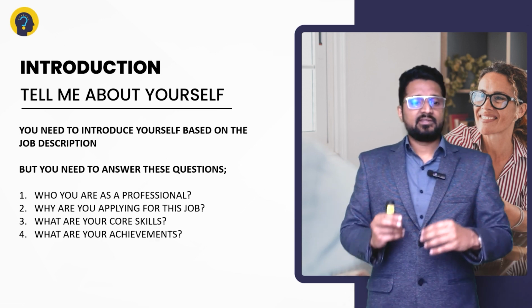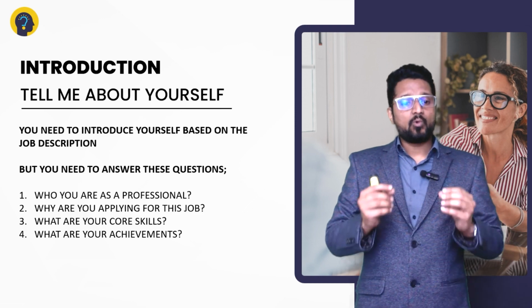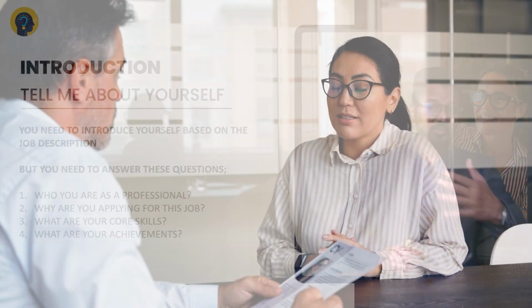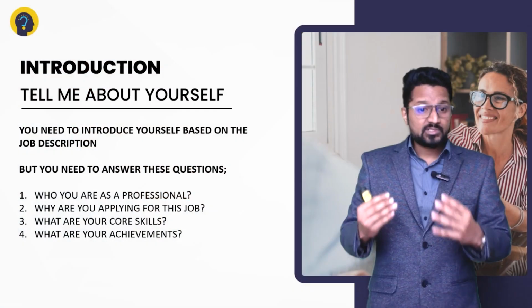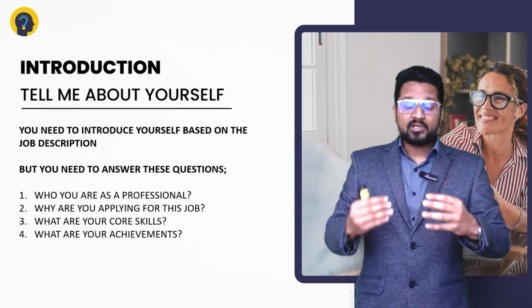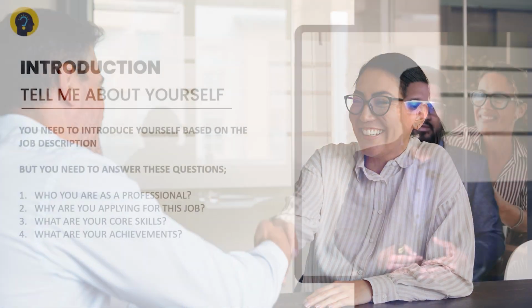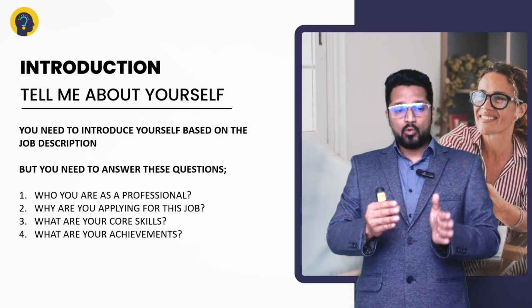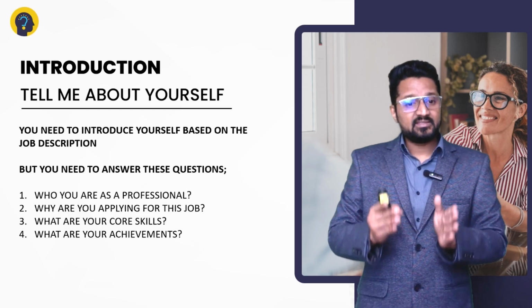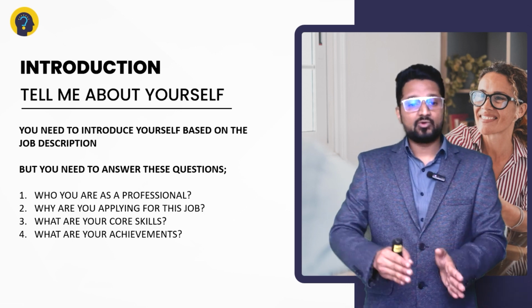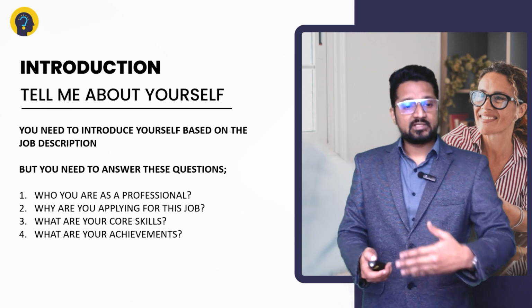The fourth thing that you need to talk about is your achievements, because you are going to say this is who you are as a professional, this is why you're applying for this job, these are your core skills. So they want to know what you have achieved with all these things. What have you achieved in your current role, in your past role, in your college time or while you were studying? Overall, what are your achievements in this particular field? So you need to talk about your achievements.